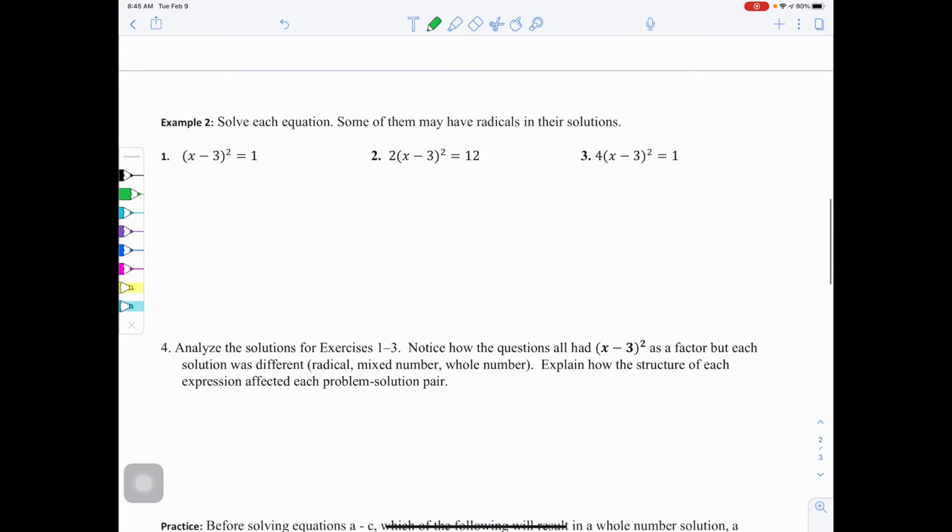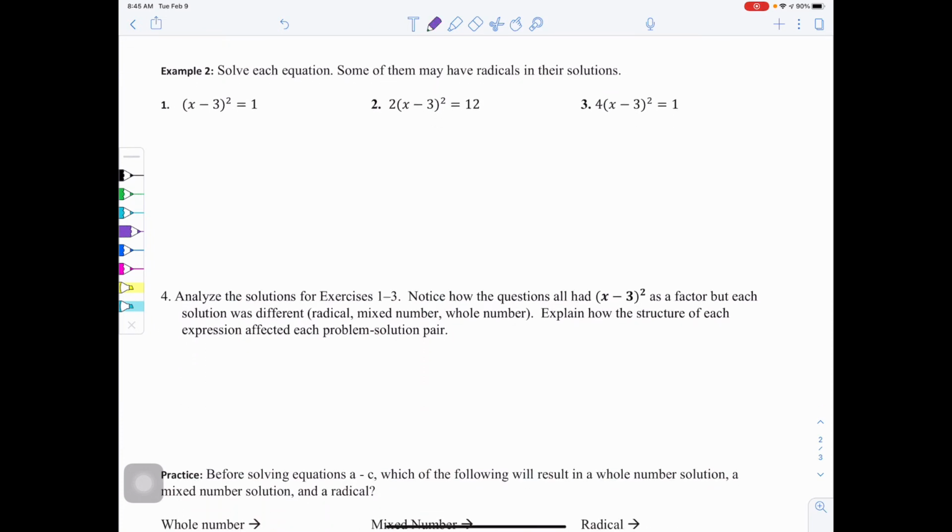Now moving on to example 2, we're going to solve each equation. Some of them may have radicals in their solutions. So we want to look at this new type of solving where we have a quantity squared. We'll start with the one on the left, number 1, x minus 3 squared equals 1. Since the squared is already isolated, we can jump right into taking the square root. So I'm going to take the square root of this side and of this side.